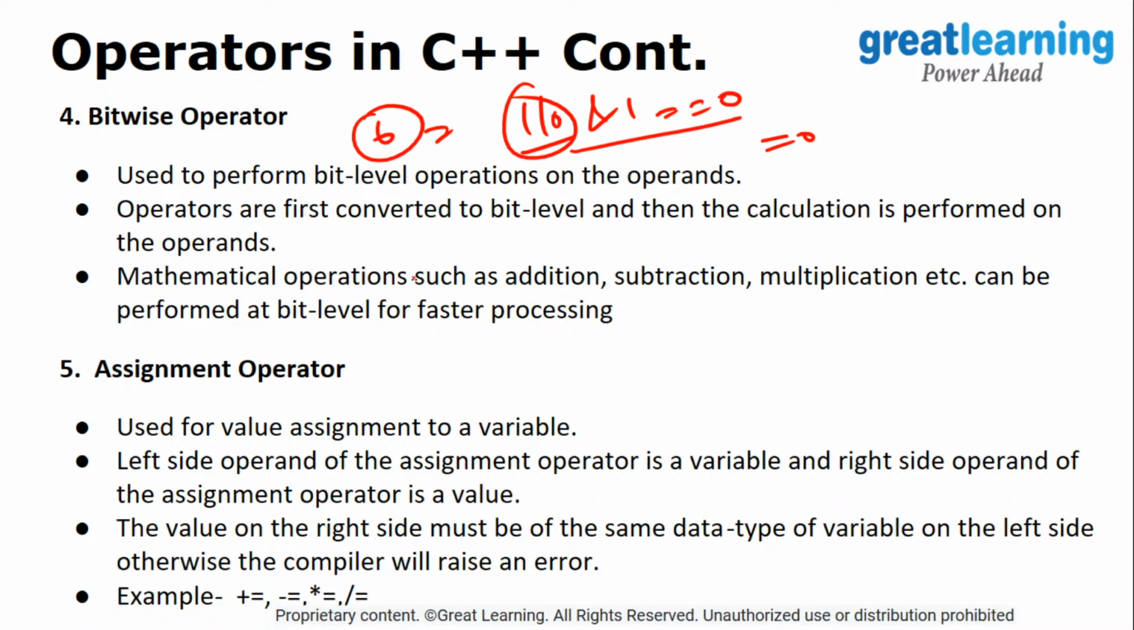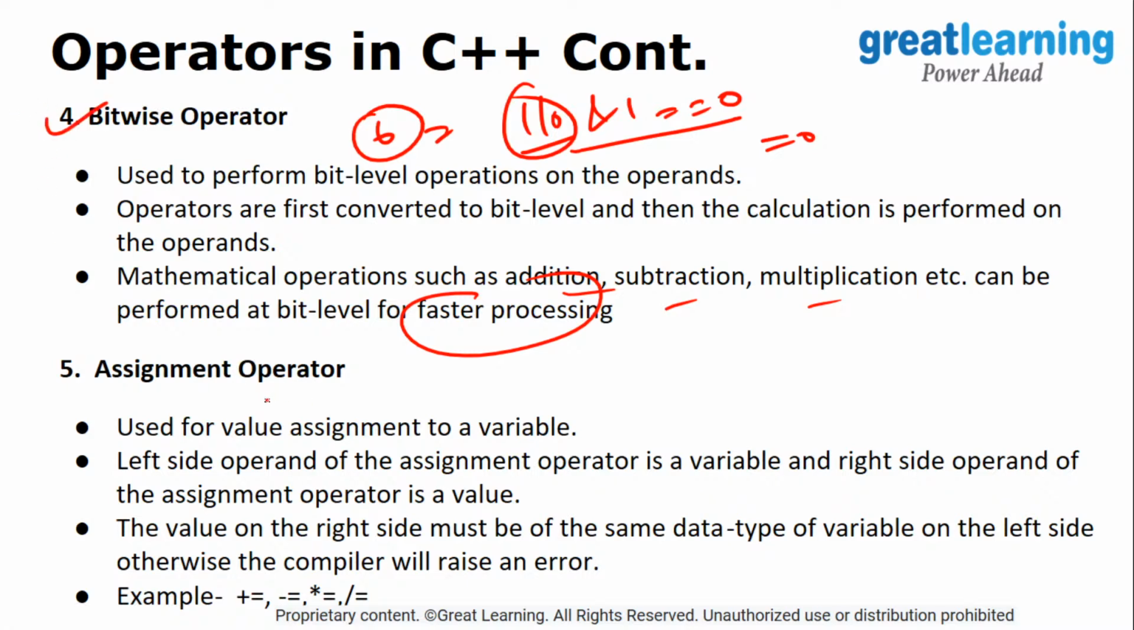Okay, done. So these are your bitwise operators. First it is converted into binary, and then we are performing operations at bit level. It is used in mathematical operations like addition, subtraction, multiplication, division, and all of these are performed at bit level, so it will be faster as compared to normal division or addition. So these are all bitwise operators.